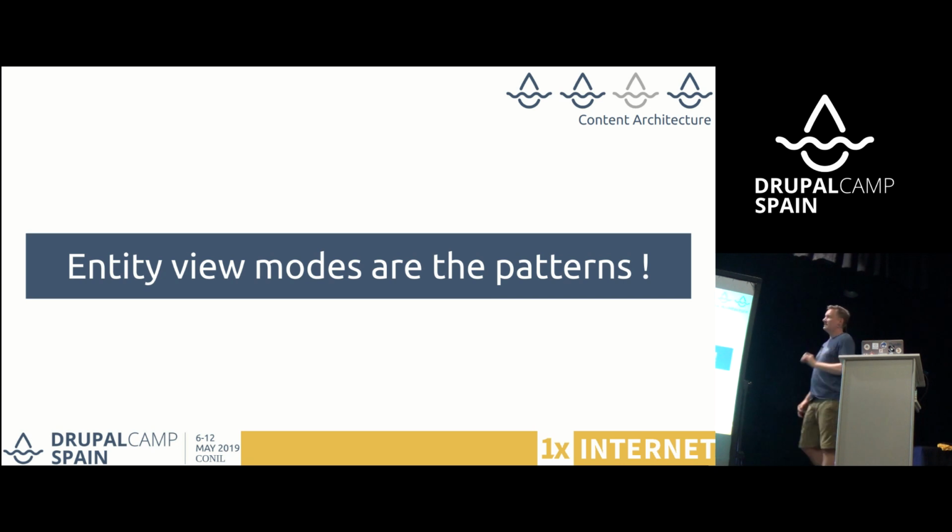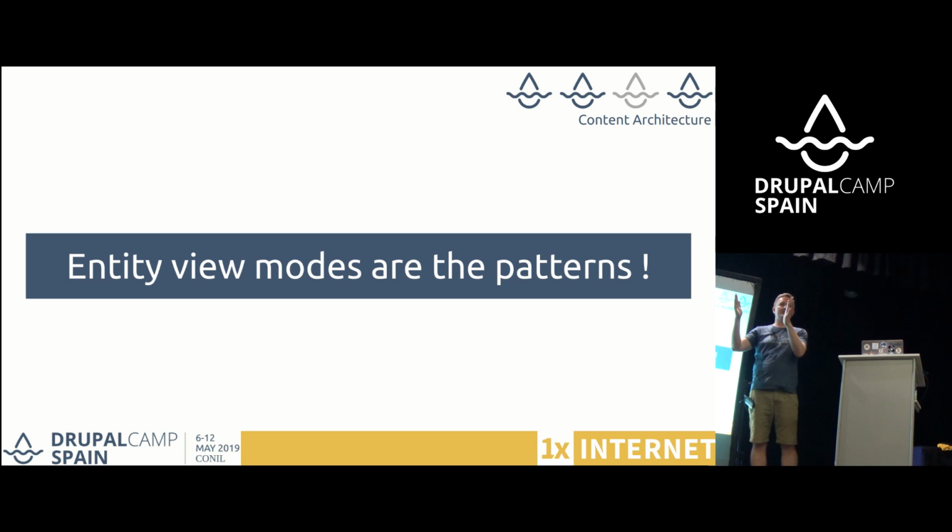And since they are all entities, the view modes of the entities are our patterns. That is really the main message. If you make this really strict, everything you display is an entity. Every entity has some fields. Every entity has different view modes. You have your design system with your patterns, and every single view mode maps to exactly one pattern. And that makes development of content architecture really easy.